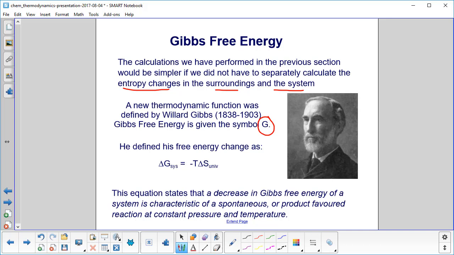It states that a decrease in Gibbs free energy of a system is characteristic of a spontaneous or product favored reaction at constant pressure and temperature, right? Because if delta S universe is positive, then you have a spontaneous reaction. That means delta G system, the Gibbs free energy, has to decrease, has to be negative.